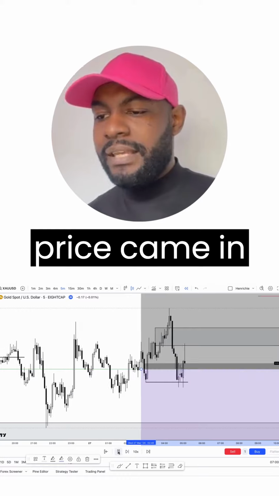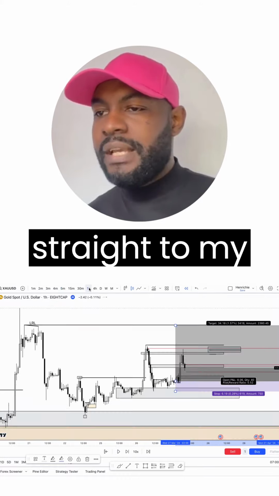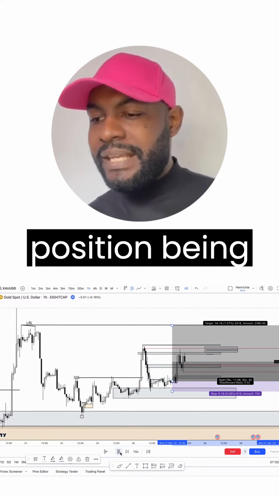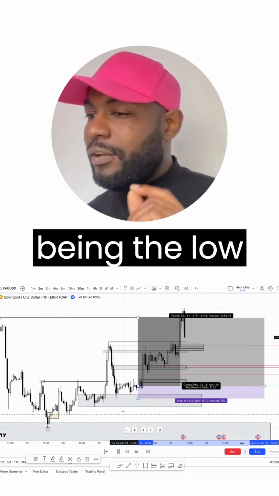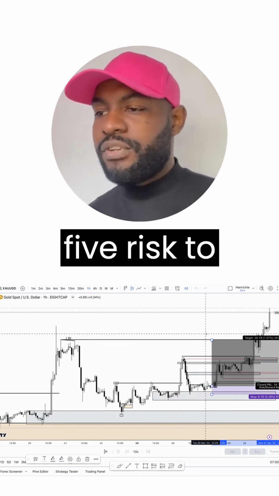And then price came in there and mitigated it. The next thing I saw was an expansion straight to my take profit position, being the draw on liquidity, the low resistance key level. Price went straight to the take profit and smashed it, a 1:5 risk to reward ratio.